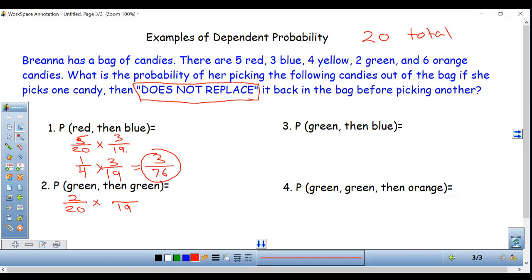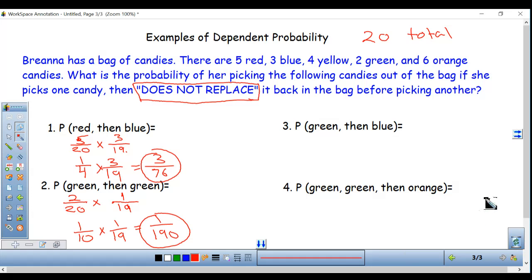Now, if you look here, it says green and then green. How many greens are left? If I took a green out and I didn't put it back, there's only 1 green left. So in this particular problem, it changed both of my numbers up top. I can simplify 2 over 20 to 1 over 10 times 1 over 19. 1 times 1 is 1. 10 times 19 is 190. Probability I grab a green and then a green is 1 over 190.